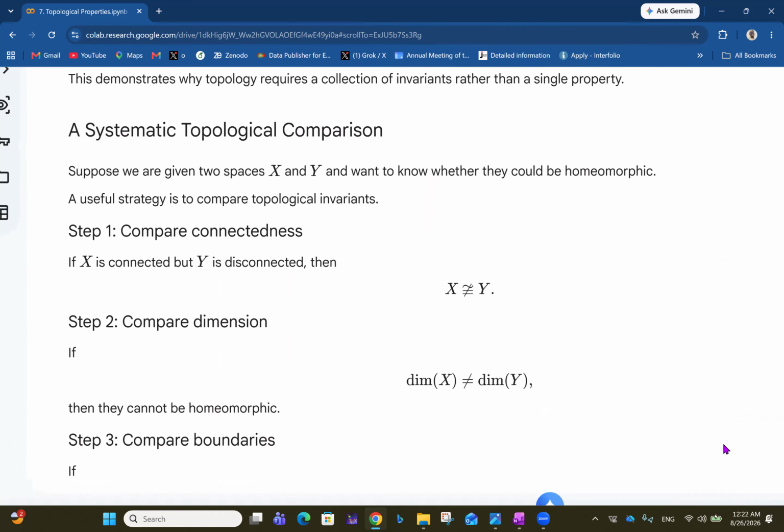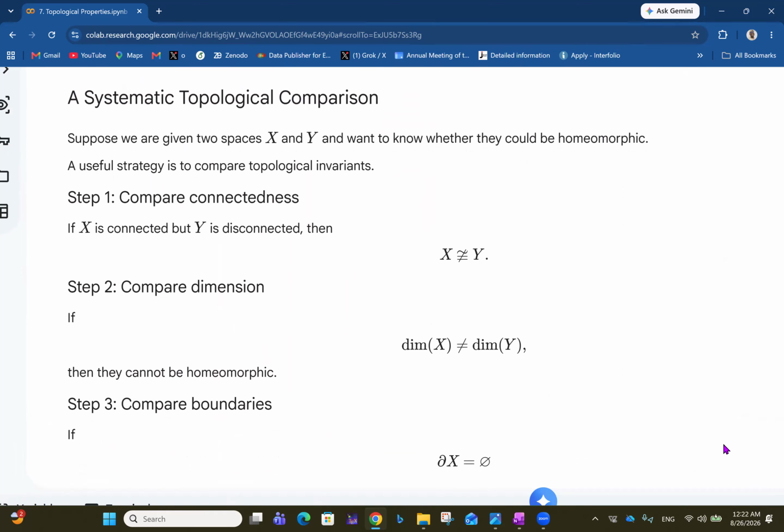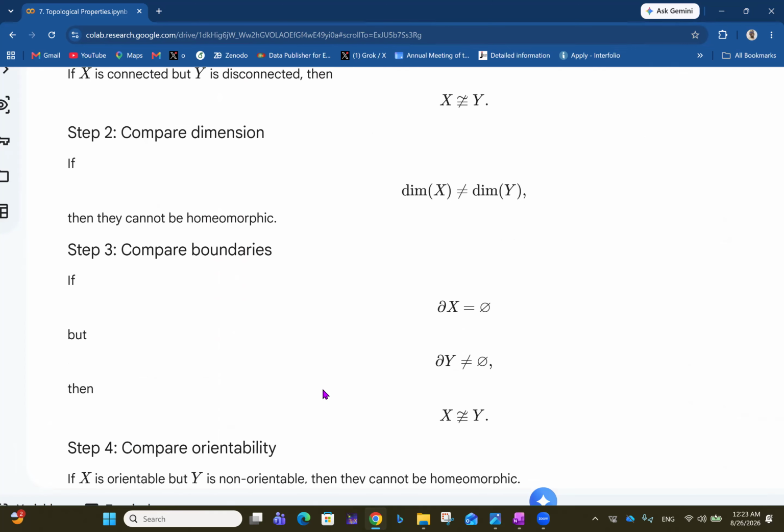So a systematic topological comparison now. Suppose we are given two spaces X and Y. I want to know whether they could be homeomorphic. A useful strategy is to compare topological invariants. Step one, compare connectedness. If X is connected but Y is disconnected, then X is not homeomorphic to Y, or they are not topologically equivalent. Step two, compare dimension. If the dimension of X is not equal to the dimension of Y, then they cannot be homeomorphic. So once any of these things break, you don't have to worry about the rest.